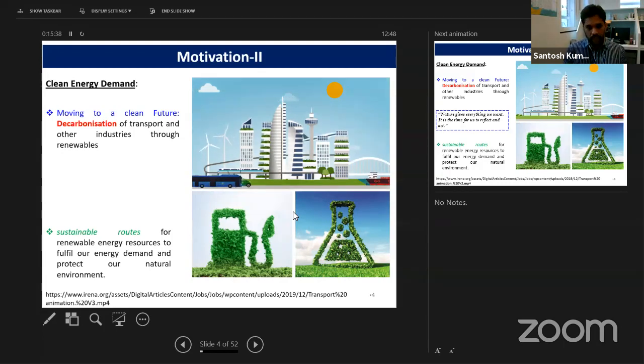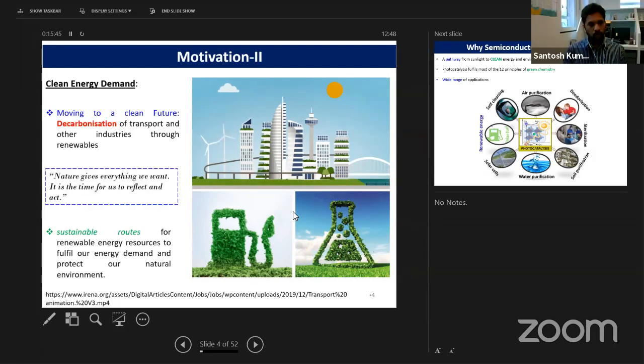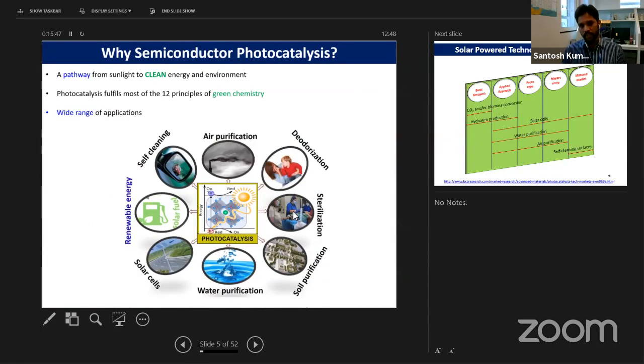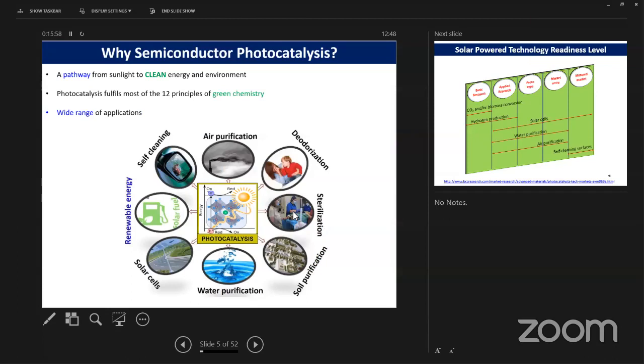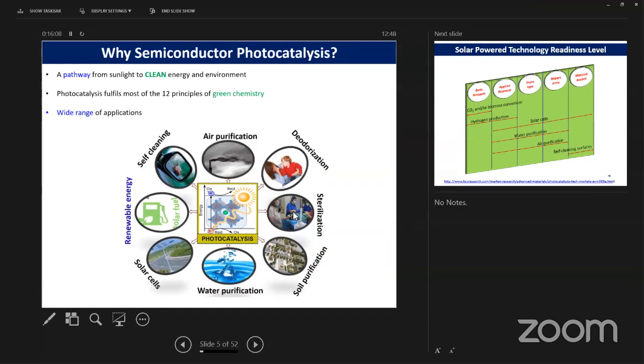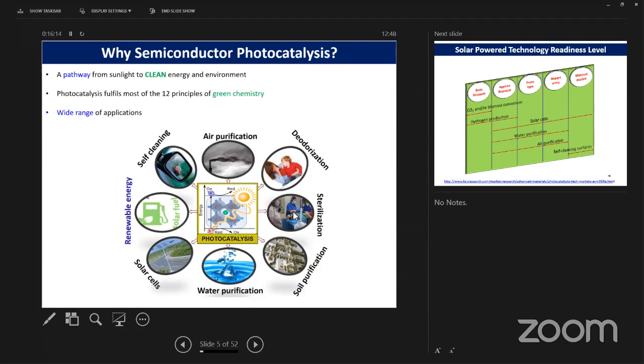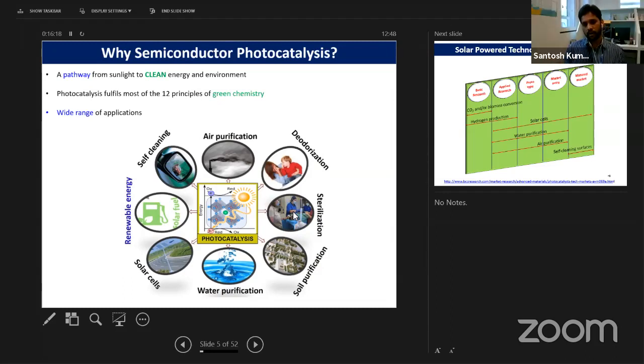And for this, what is my approach? My approach is semiconductor photocatalysis. You may ask a question, why do you think semiconductor photocatalysis helps to address these challenges? Because semiconductor photocatalysis is a pathway from sunlight to clean energy and environment. This process fulfills most of the green chemistry principles. We know there are 12 green chemistry principles, and this process satisfies most of them.